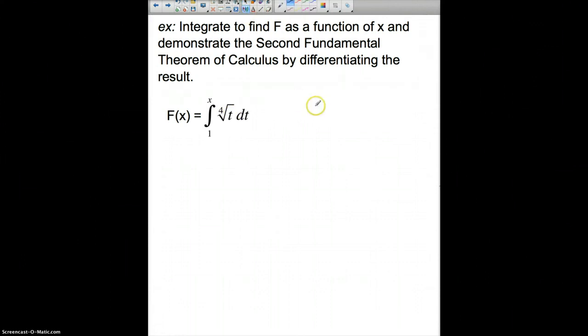Ooh. So we're going to show that f prime of x, so the derivative of this, will just equal the fourth root of, oops, not t, of x. All right? That's the second fundamental theorem of calculus here that we're demonstrating. All right, so let's integrate this.